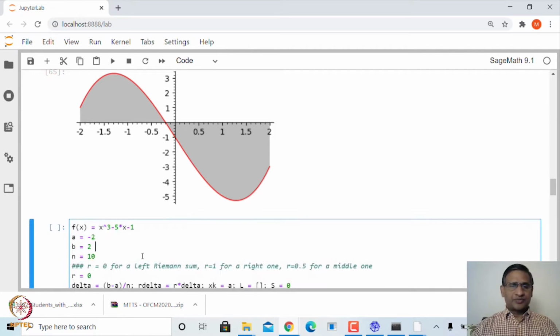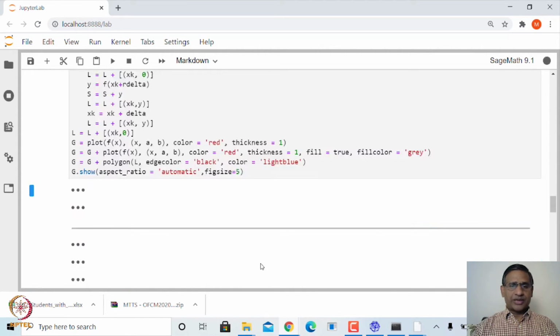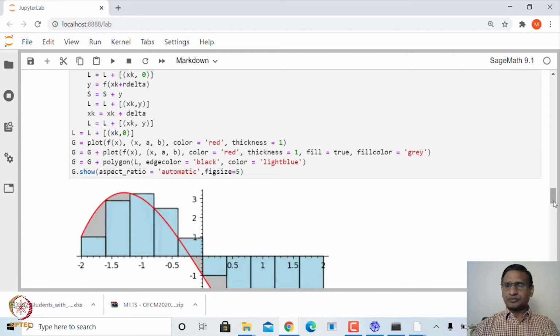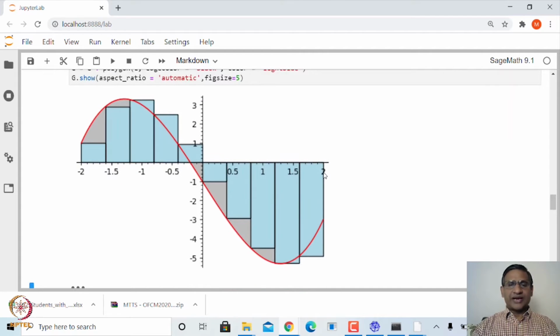Suppose we divide this interval from minus 2 to 2 into, let us say, 10 equal sub intervals and approximate the area under this curve by rectangles whose height is taken as the value at the left end point. Everywhere the left end point gives the height of the rectangle, and this is the width.